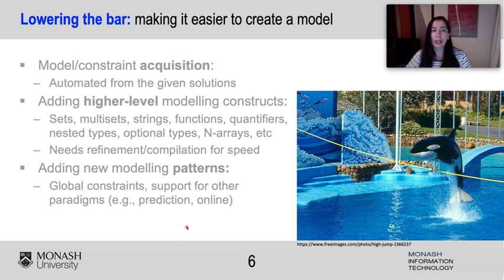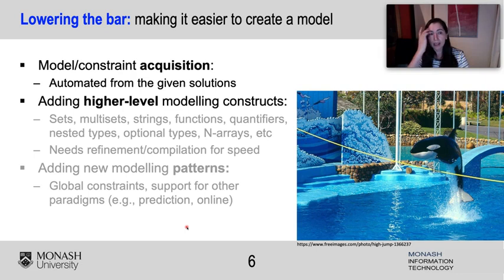Second, lowering the bar, or making it easier to create a model, right? So one of the popular ways of going about it is model or constraint acquisition, where you automate the creation of the model from the given solutions. Another possible way is adding high-level model constructs, so increasing the expressibility of your modeling language by adding sets, multisets, strings, functions, quantifiers. There's a huge range of them in the different modeling languages.